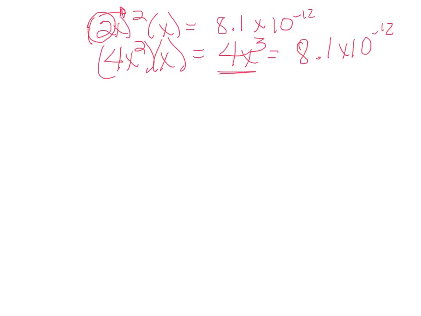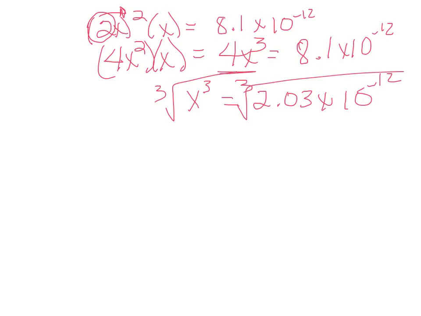In order to solve for x, you need to divide both sides by 4. And so x cubed equals 2.03 times 10 to the -12. And cube root of both sides is x equals 1.323 times 10 to the -4. Remember, x is always a concentration term, so I'm just going to put the M there.